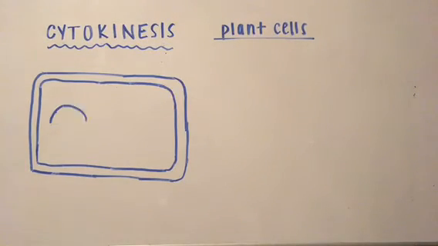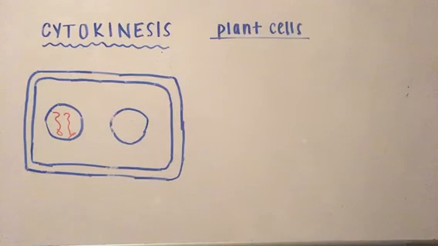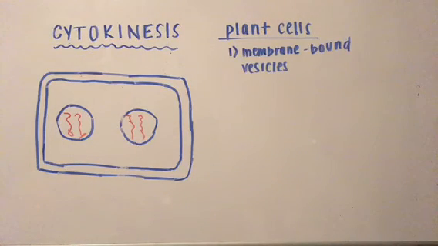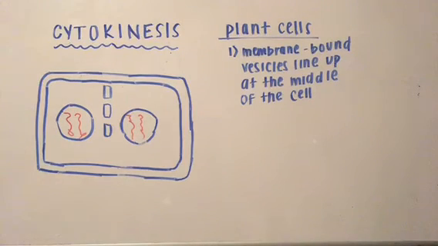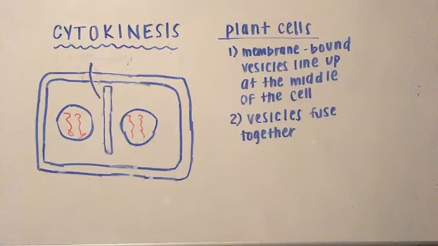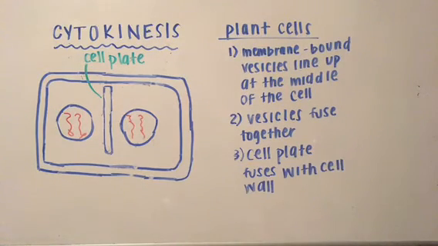In plant cells, the process is slightly different. In plant cells, no cleavage furrows form due to the sturdy cell wall keeping the cell in its shape. Membrane-bound vesicles line up at the equator of the cell. Slowly, these vesicles merge together, creating what is known as a cell plate in the middle of the cell. This cell plate fuses with the cell wall, finally creating two separate cells.